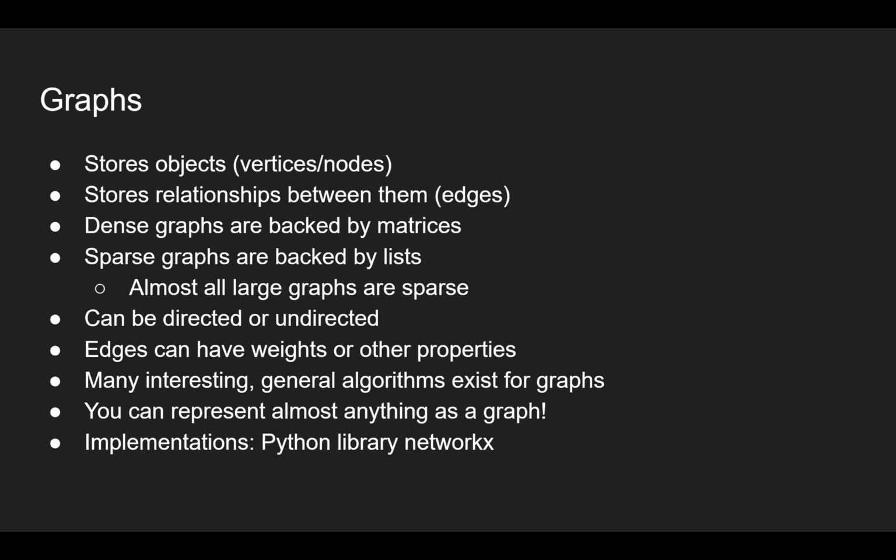And for the routes between cities, it could be the cost of those routes, how much you would have to pay for a ticket, or how long the flight would take, things like that. So you can represent all sorts of very interesting relationships in a graph. You can represent practically anything as a graph.